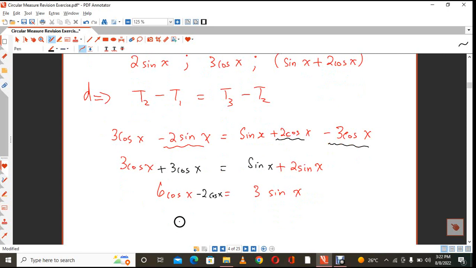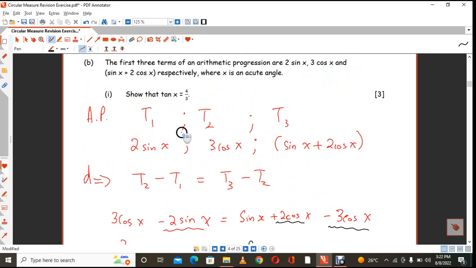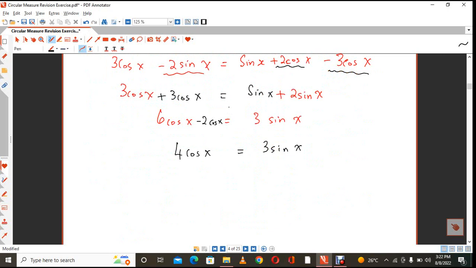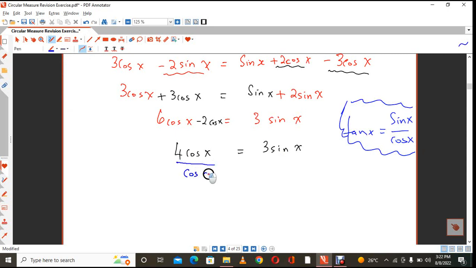We are nearly there. So this leaves us with 4 cos x equals 3 sin x. But we are supposed to give our answer in terms of tan x. What you should know from your identities is that tan x is nothing but sin x over cos x. Knowing that, I'm going to divide throughout by cos x here and cos x here, so that on this side I now have 3 tan x, because sin x over cos x is tan x.